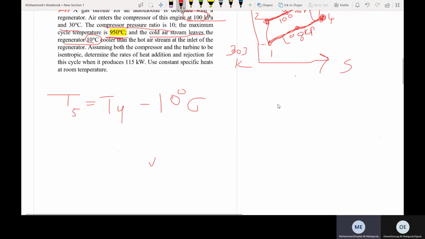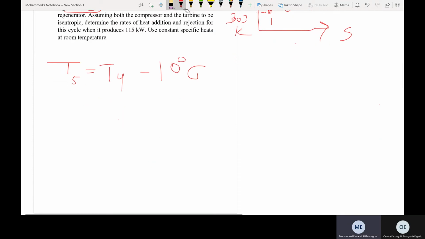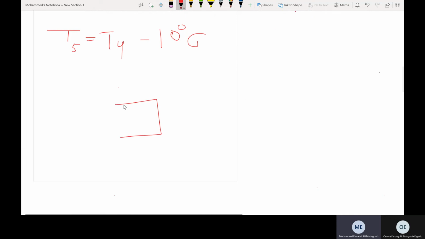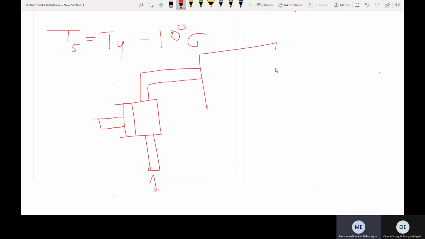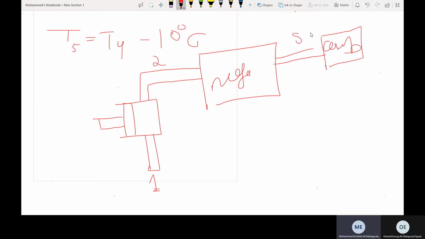Okay, let me draw the cycle sketch for you. I'm afraid that you might get confused. So this is the compressor. This is how we draw the compressor, and this is the inlet. Here this is point 1. It enters the compressor. Now, instead of going directly to the combustion chamber, I have here a device that's called the regenerator. Okay, and then this is point 2. It will enter the regenerator, and then from the regenerator, it's going to leave for the combustion process. Okay, this is point 5.